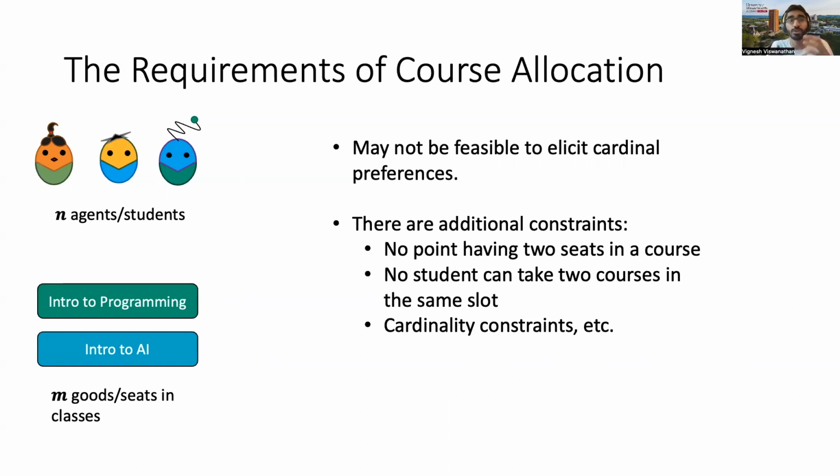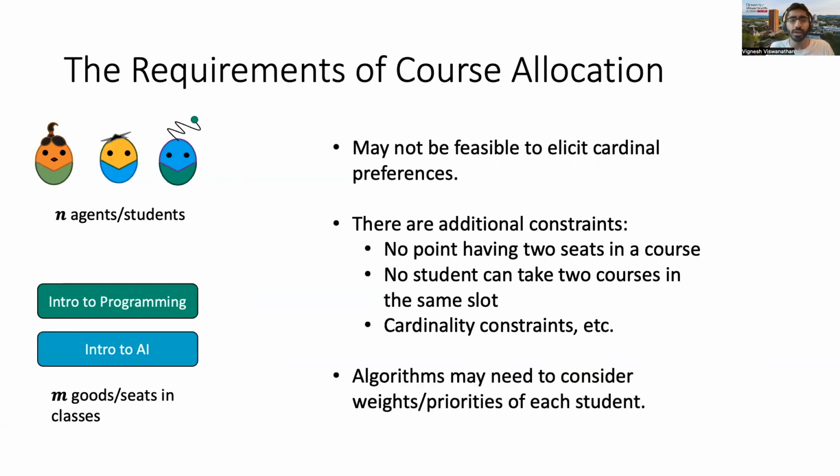And similarly, there are time constraints and cardinality constraints. That is, universities usually have rules where you can't take more than 5 courses, more than 6 courses. And similarly, you can't take 2 courses that have an overlapping time slot. And finally, as universities commonly do, students are prioritized differently. For example, a student closer to graduation is given a higher priority when choosing their courses. And maybe a freshman or a student who's taken much fewer credits is given a lower priority.